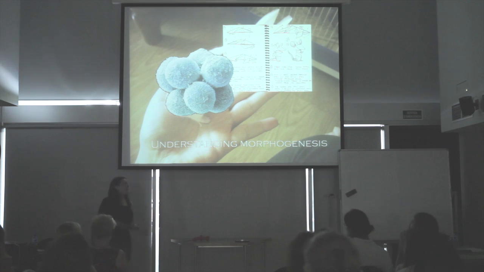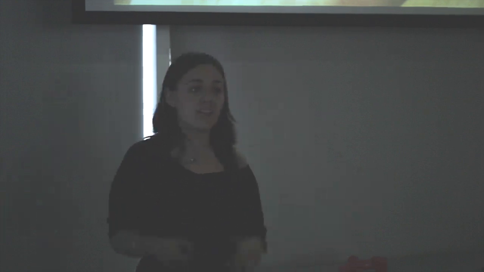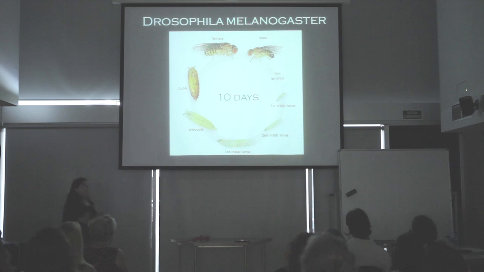So, as a developmental biologist in my lab, what we try to answer is how, from a bunch of undifferentiated cells, a whole organ arises and it's functional. To answer that question, we use Drosophila melanogaster as a model because it has a very short life cycle.